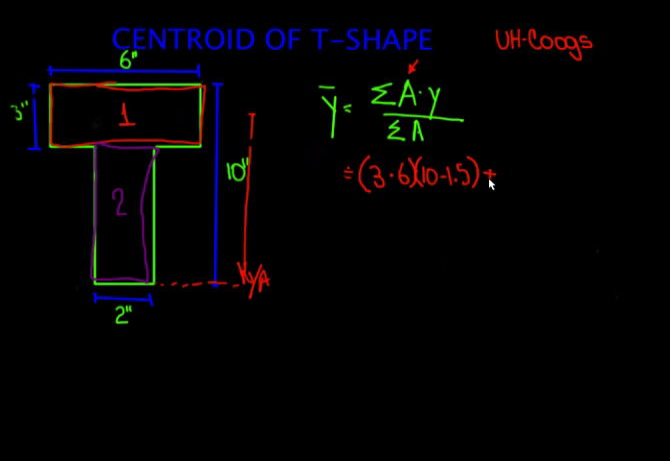Plus, now we're gonna focus on the second rectangle. Plus 2 times 10 minus 3, which is gonna be 7. That's the area of the second rectangle times the distance from its centroid to the neutral axis. So the centroid is gonna be 7 divided by 2.